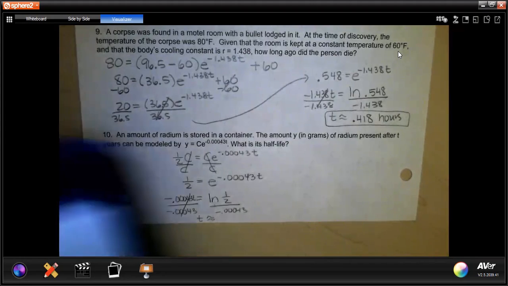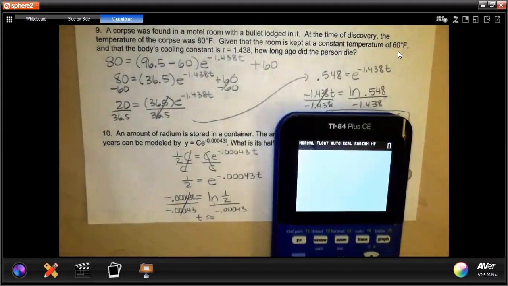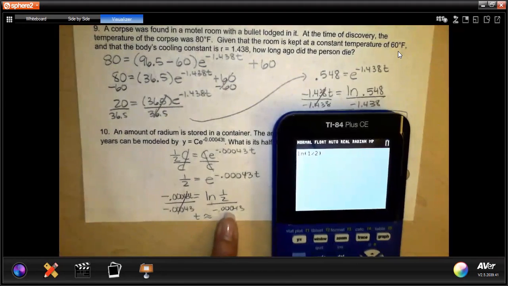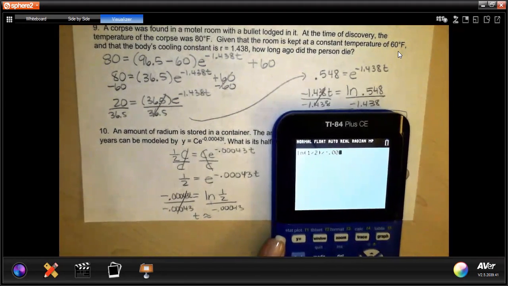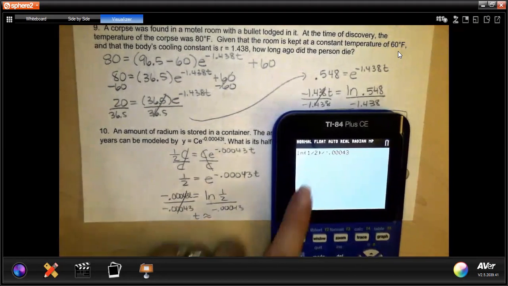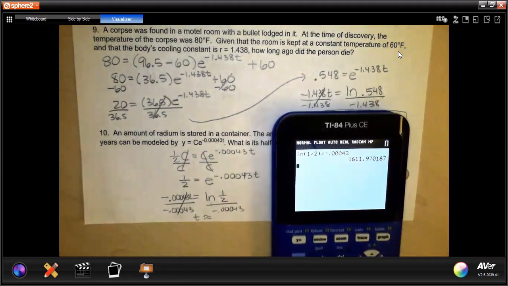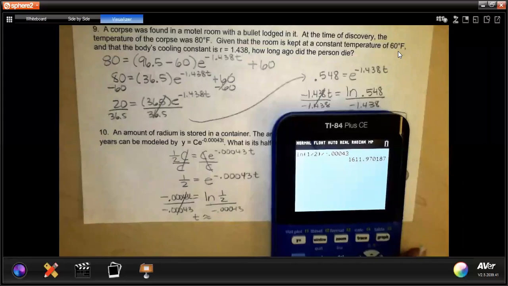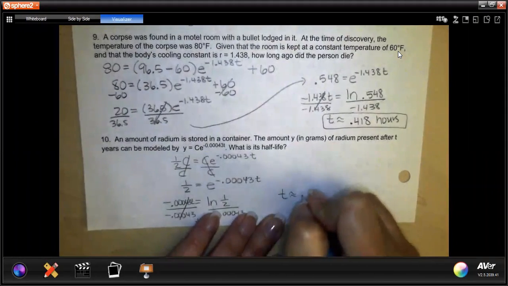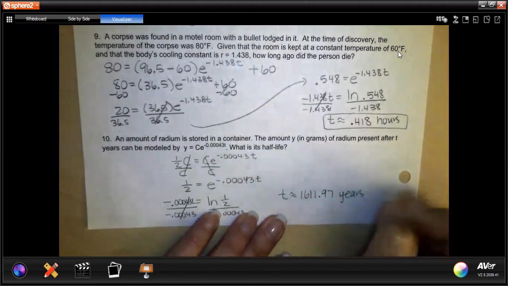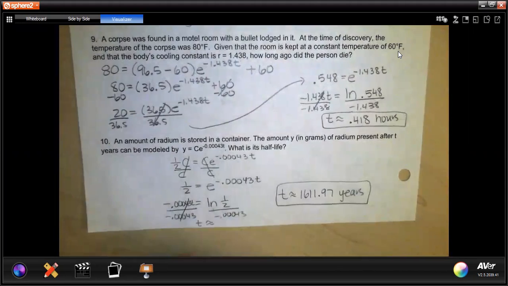0.00043. Now, when we put this in our calculator here, remember that is the natural log of 1/2, and then close the parentheses, and then divide by that negative 0.00043. If you do not close the parentheses there, it will divide the 1/2 by that, and all of that is one term. So the half-life on this is 1611.97 years. That is a lot of years. So now you know how to solve exponentials using algebra.